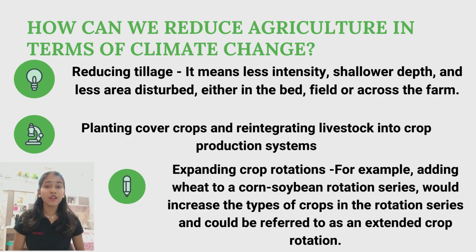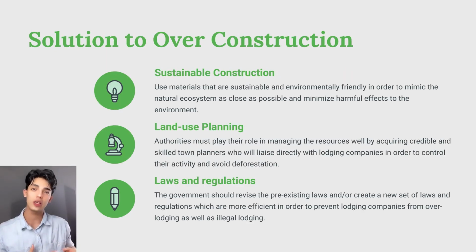So, how can we reduce agriculture's impact in terms of climate change? First, by reducing tillage, which means less intensity, shallower depth, and less area disturbed either in bed, field, or across the farm. Second, planting cover crops and reintegrating livestock into crop production systems. And then expanding crop rotations. For example, adding wheat to a corn soybean rotation series would increase the types of crops in the rotation series and could be referred to as an extended crop rotation. Thank you.